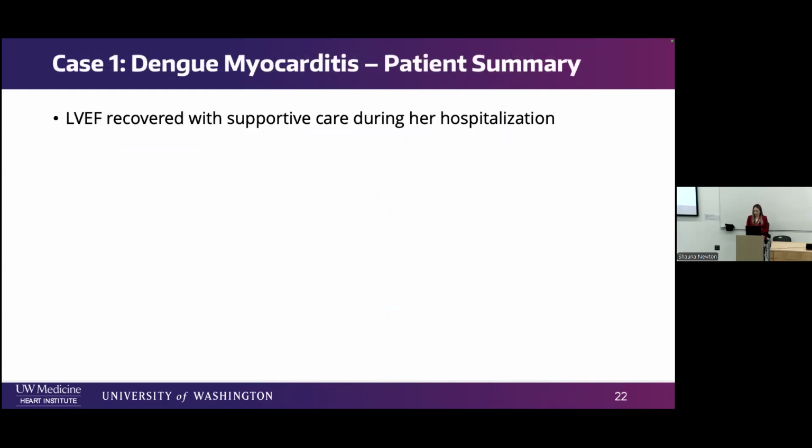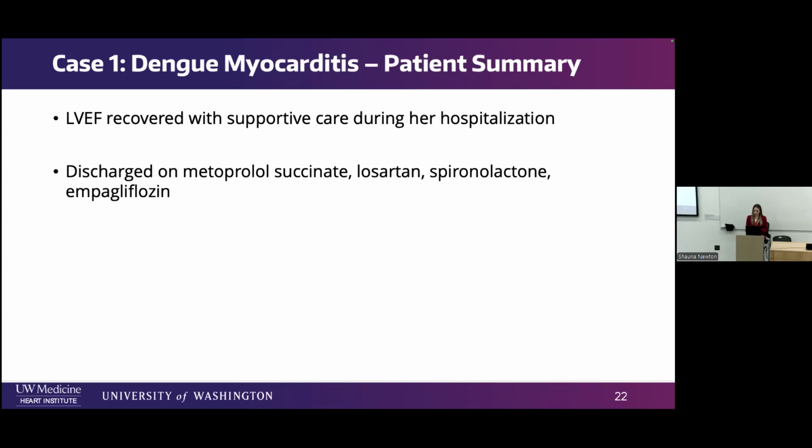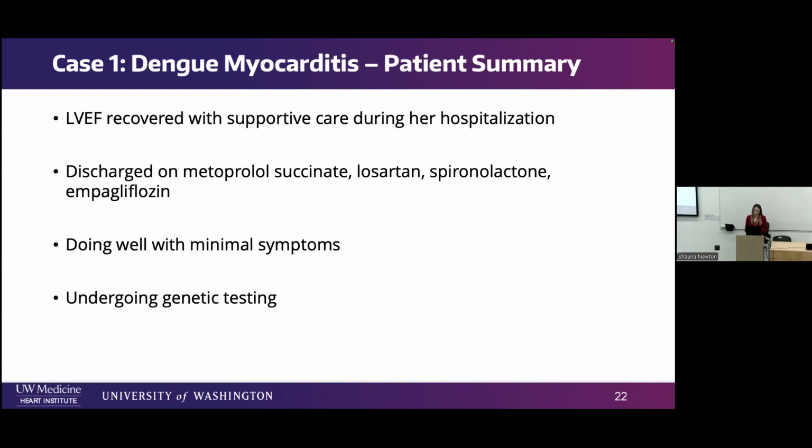So this patient, her EF recovered with supportive care during her hospitalization. She was discharged on some GDMT, and she's doing well with minimal symptoms. She also is undergoing genetic testing just because of the high association of genetic abnormalities with myocarditis.